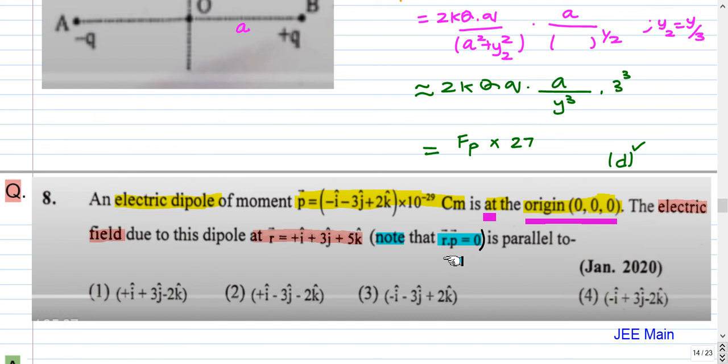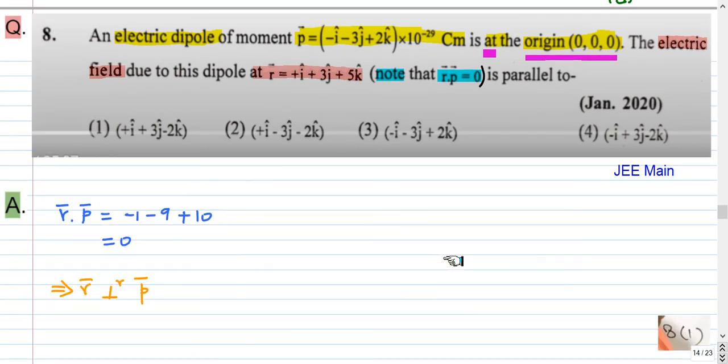You can pause and attempt this question. r dot p here is minus 1 into 1, that is minus 1, and minus 3 into plus 3, minus 9, and 2 into 5, 10. So r dot p is 0. That means that the vectors r and p are perpendicular. So you have to find the electric field at the location where it is perpendicular to the dipole moment vector p. So this corresponds to points on the equatorial plane.